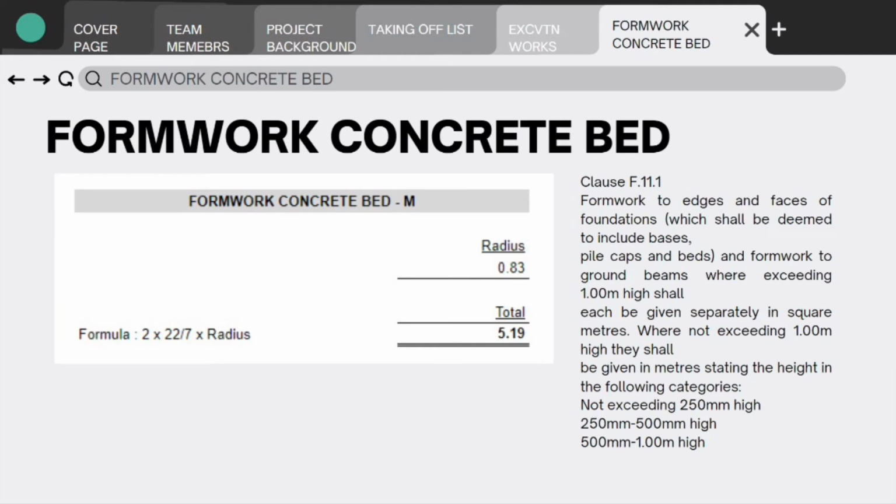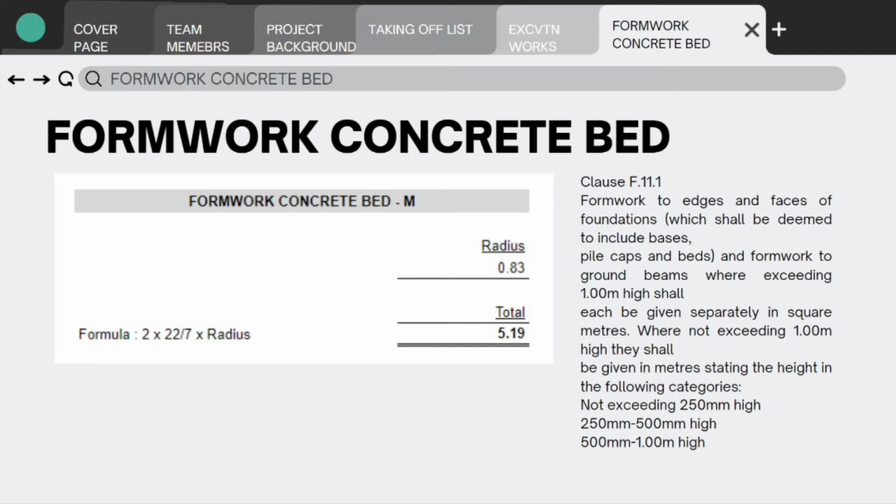Next is formwork concrete bed. For MH1 and MH5, the calculation is the same, which is by using the formula 2 pi r to get the length of the formwork. 2 times pi, 22/7, times radius 0.83, taken from the excavation pit radius, to get the total of 5.19.